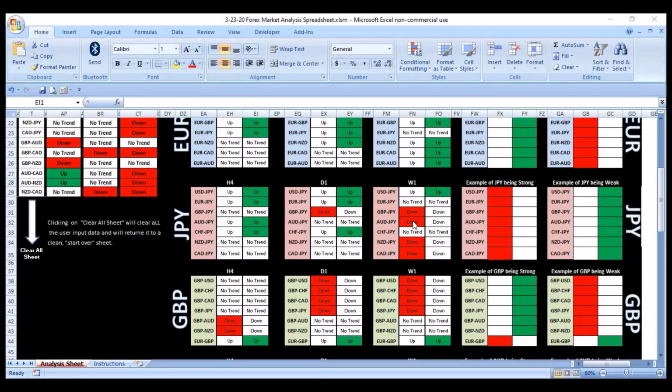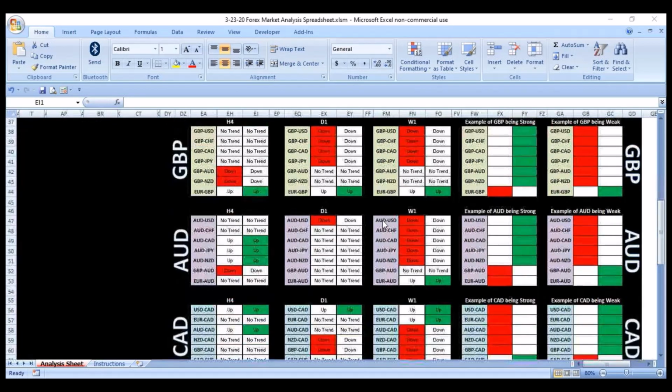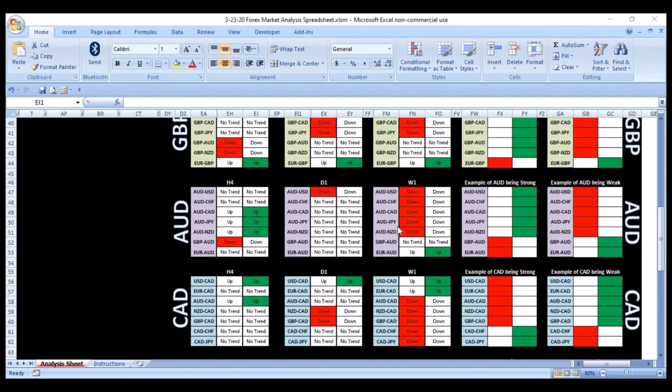Yen, same thing. We had some great yen strength on the W1, and it's coming out of the D1 and the 4 hour. Pound, there was a lot of pound weakness in the W1 and D1, and once again, it's starting to come out of the 4 hour, so we're seeing some consolidation there.